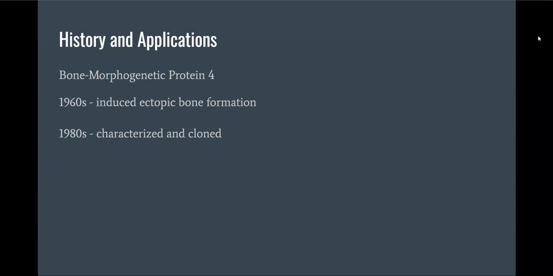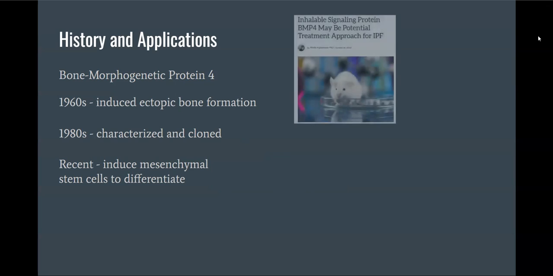Since then, BMP4 studies have involved inducing mesenchymal stem cells to differentiate into a variety of organ cell types that include bone, lung, muscle, and ureteric cells. Recent studies have shown we can use BMP4 to create therapeutic regenerative solutions for medical issues. A few examples include treatment for IPF, or idiopathic pulmonary fibrosis, which causes scarring of the lungs.